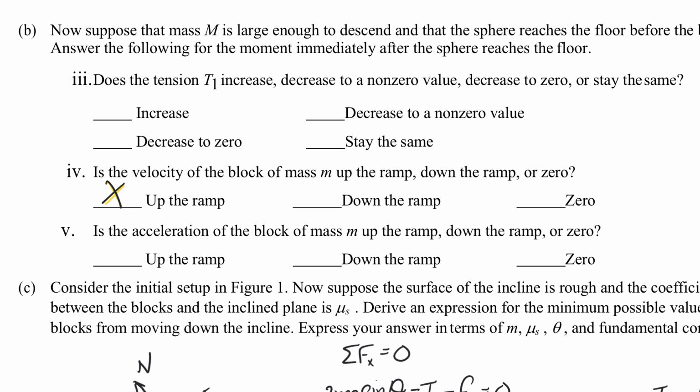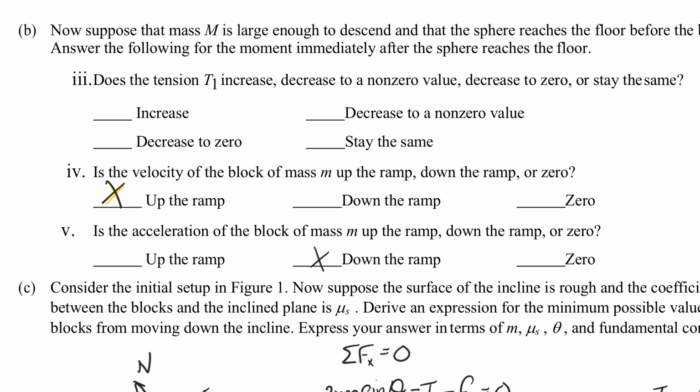Now, there's no T2 right now because the block that hit the ground instantaneously makes T2 go to 0 because there's a normal force supporting that block. We don't need the tension anymore. But these blocks keep going up, but they have an acceleration down the ramp because mg sine theta is down the ramp.